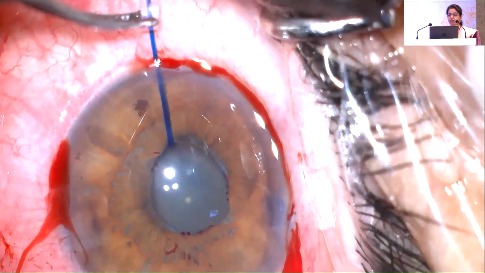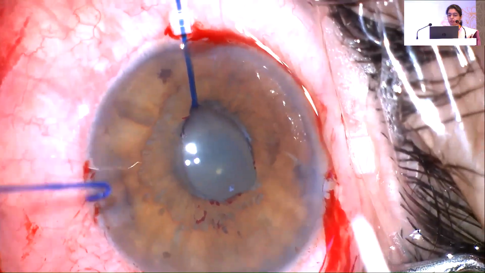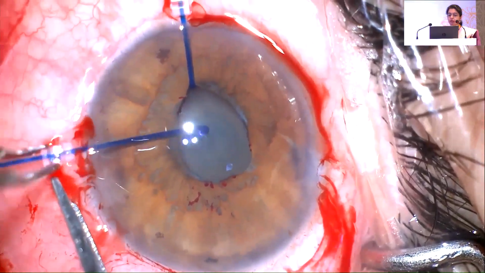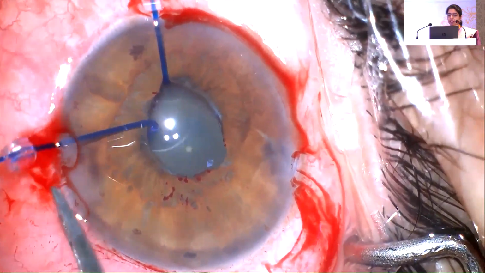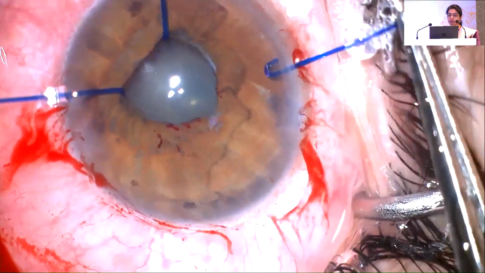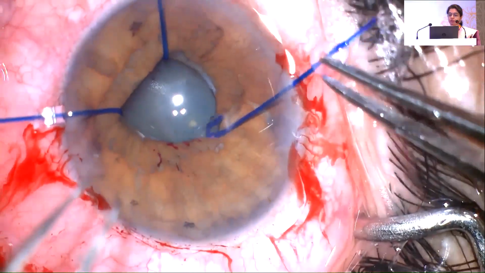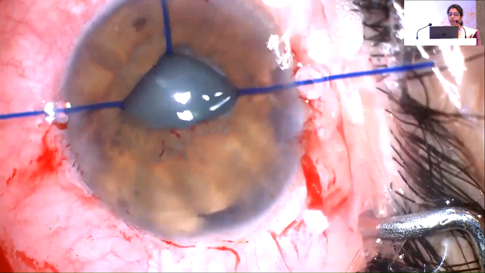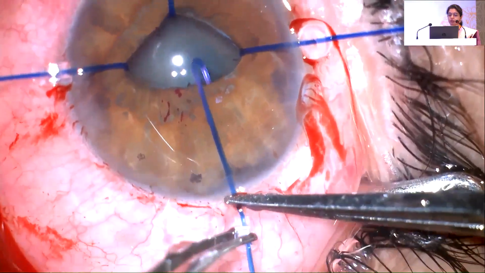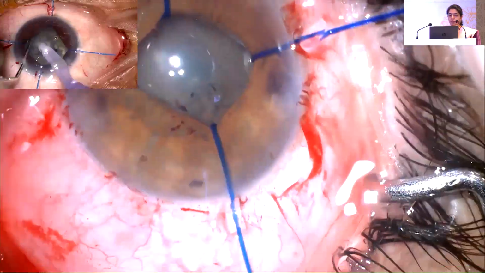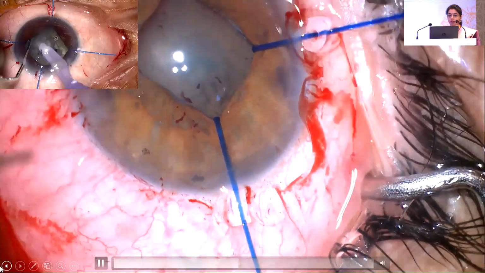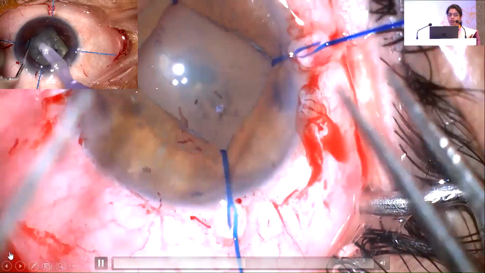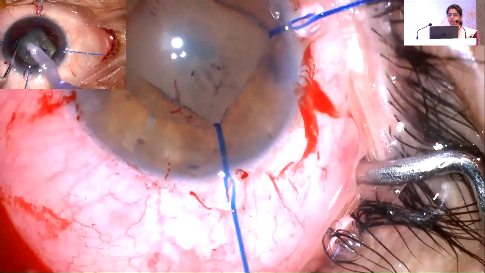You need not make a very long tunnel for the hooks. A short tunnel is enough. The hook should be inserted and tightened sequentially, not all at once, because if you tighten all at once, it can cause large sphincter tears. I generally prefer a diamond configuration, because if you do a square configuration, there is tenting of the iris when you enter with the phaco probe.